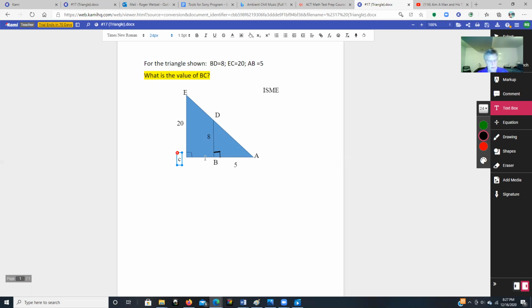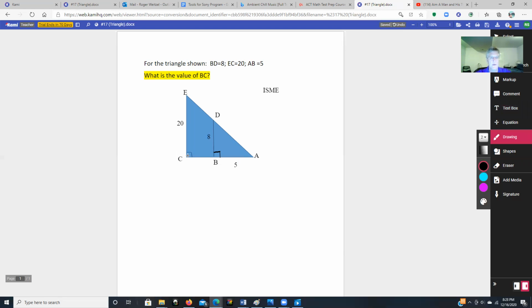This is the C side. It says that we want to find out what is this distance right here, from there to there. So we got to keep in mind what we're solving for. So we're going to call this little section X.